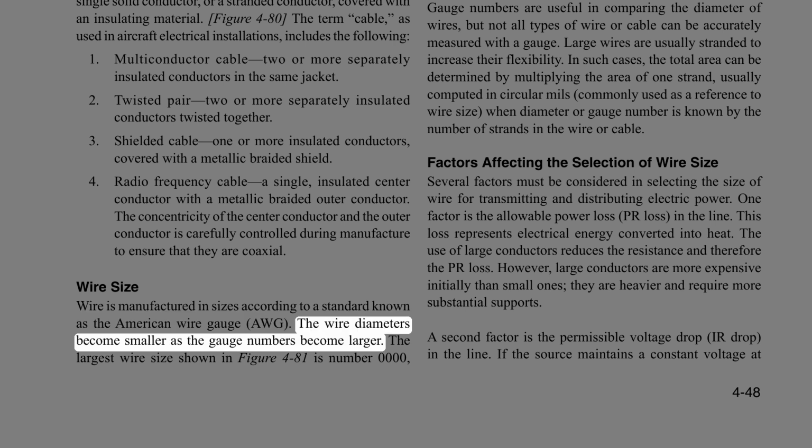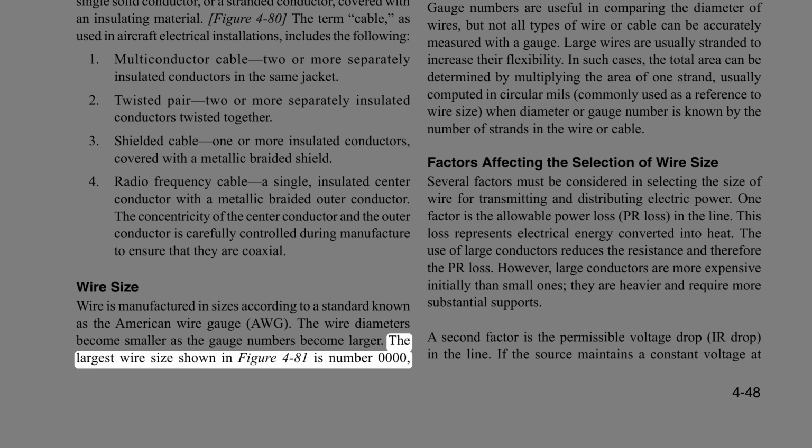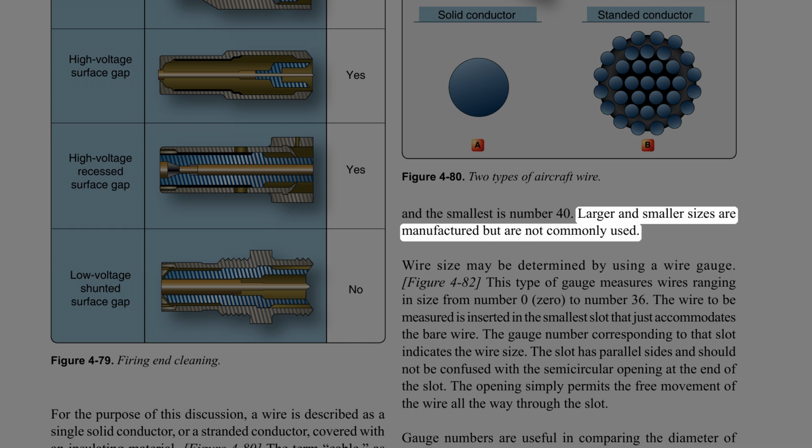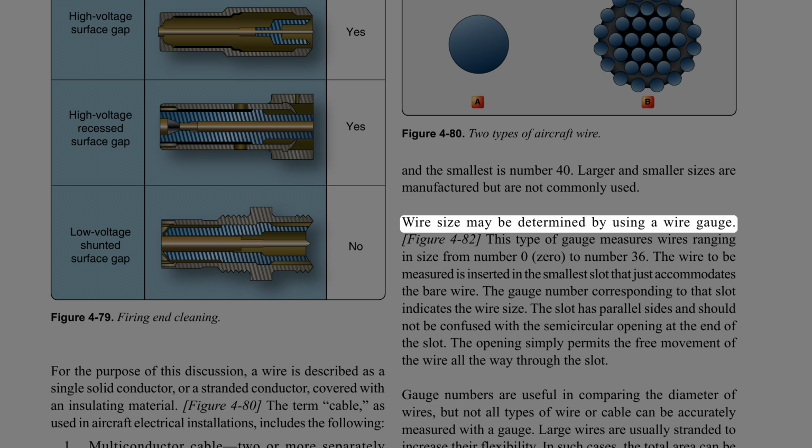The wire diameters become smaller as the gauge numbers become larger. The largest wire size shown in figure 4-81 is number 0000, and the smallest is number 40. Larger and smaller sizes are manufactured but are not commonly used. Wire size may be determined by using a wire gauge.